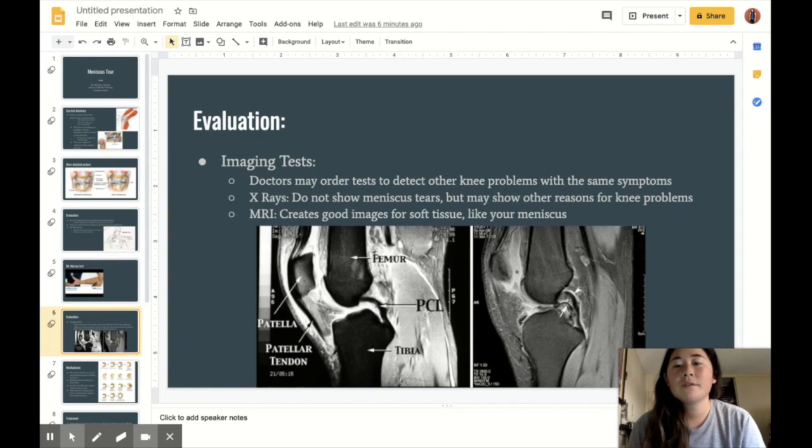The second part of evaluation is the imaging test. Some doctors may order tests to detect other knee problems with the same symptoms. X-rays won't show the meniscus tear, but they may show other reasons why your knee is hurting. And MRIs create good images for soft tissues like your meniscus.